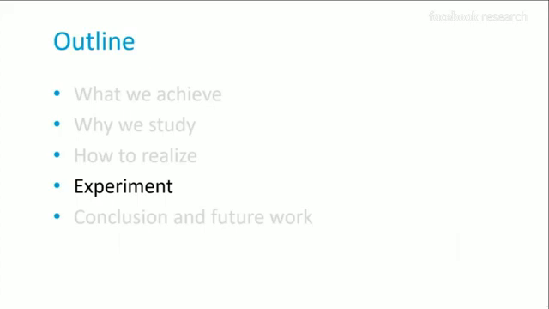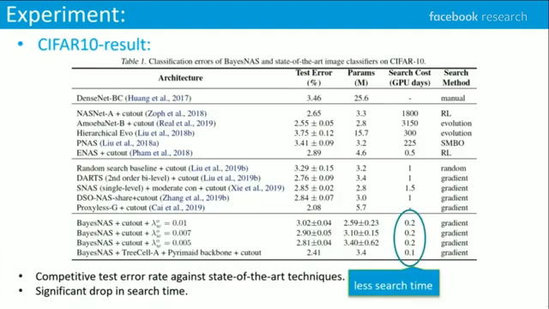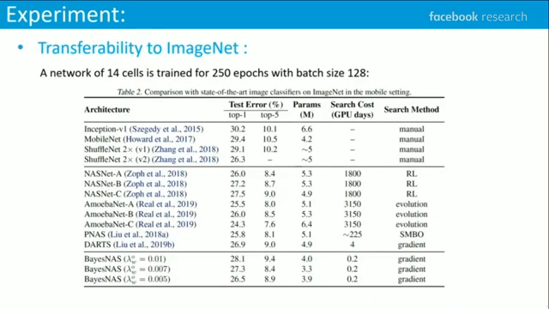To prove our method, we did experiments on 2 datasets, CIFAR10 and ImageNet. On CIFAR10, we did both proxy and proxy-less experiments. The best convolutional cells and passes are searched in a complete network. These 2 figures are the optimal structure we found. Table 1 shows the compression result. Our method is competitive with less search time. The transferability is proved on ImageNet. The result showed we could also achieve competitive performance.